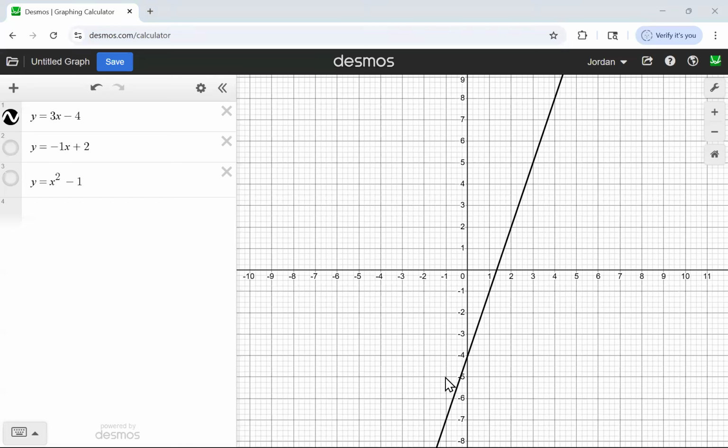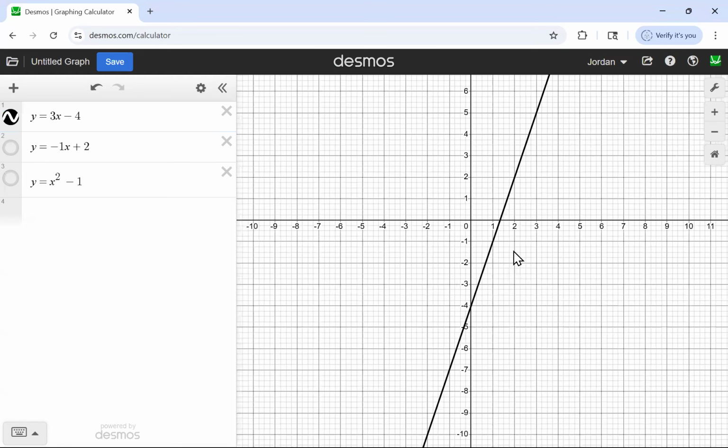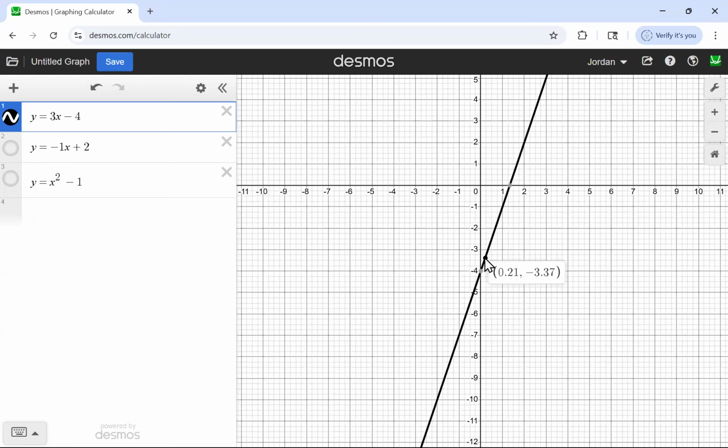So with Desmos, all you have to do is type the equation into Desmos, and it will give you the graph. So for instance, here's y equals 3x minus 4. And if you hover your cursor and left click on this, you can actually scroll through points and highlight certain points. So here I've highlighted the point negative 1, negative 7 on y equals 3x minus 4.